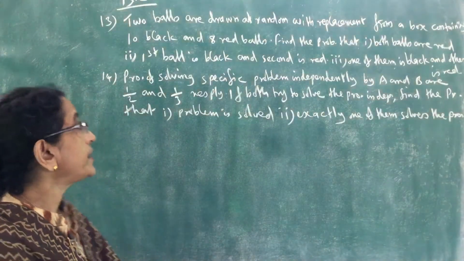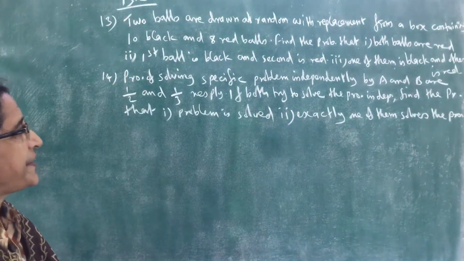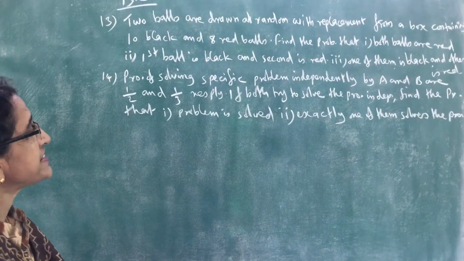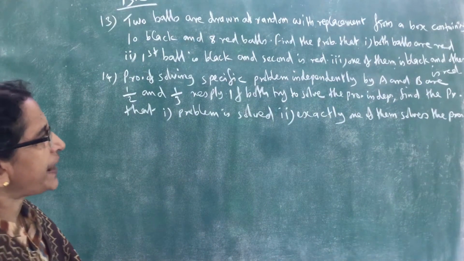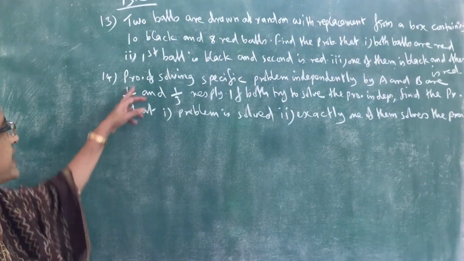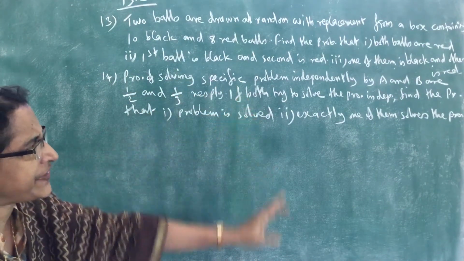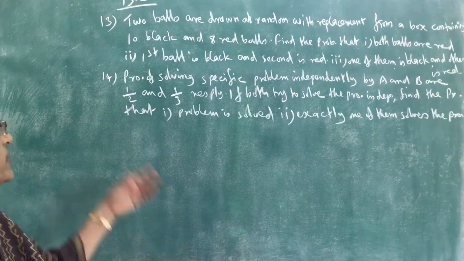13.2, 13th one. Two balls are drawn at random with replacement from a box containing 10 black and 8 red balls. Find the probability that both balls are red; that the first ball is black and the second is red; and that one of them is black and the other is red. That's the probability we want to find.